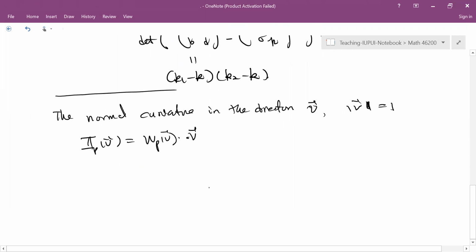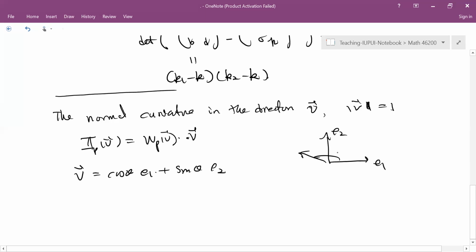So we can express it in the form cosine theta E1 plus sine theta E2, right? Because this is E1, that's E2. So any unit vector, with this angle theta, can be expressed in this form.